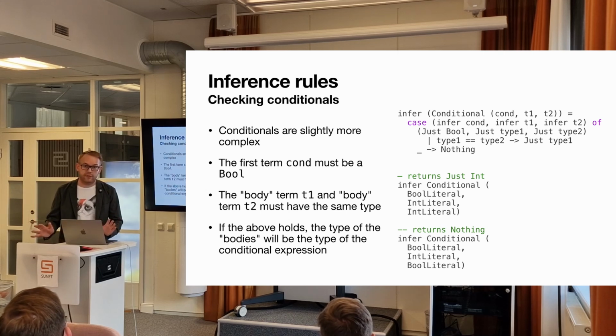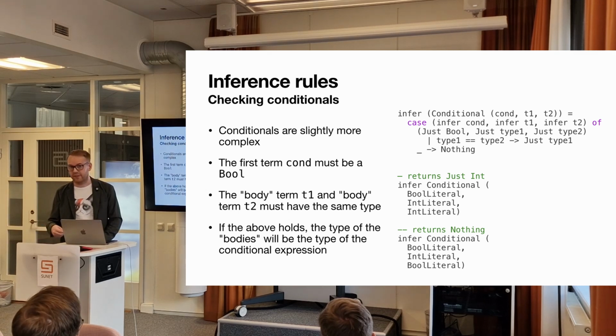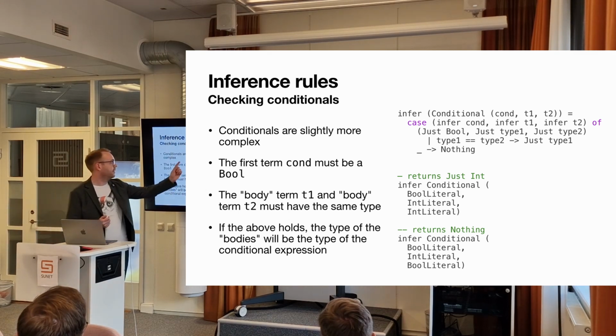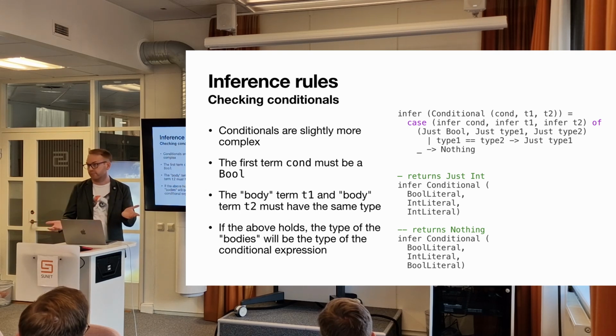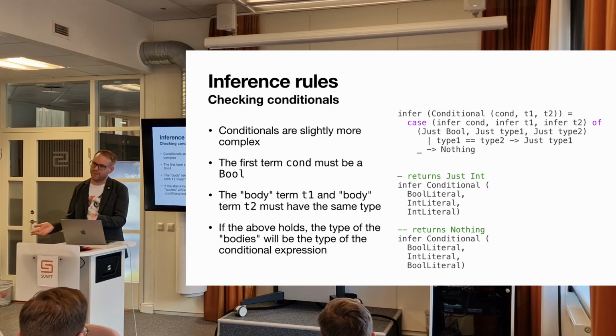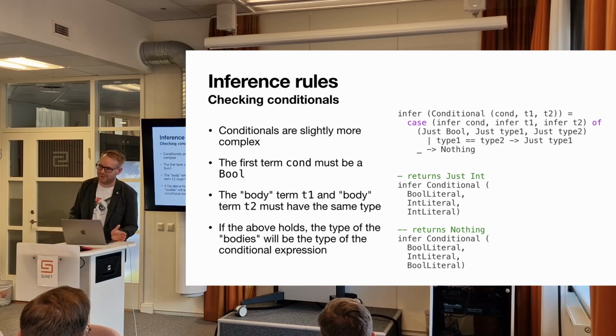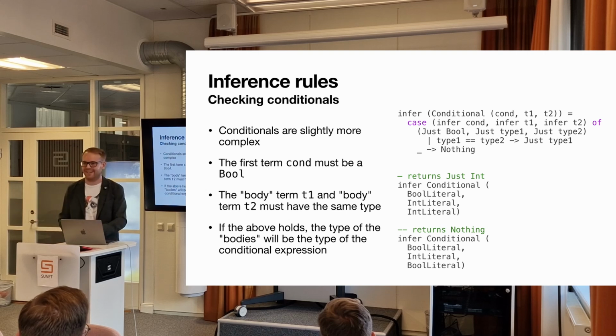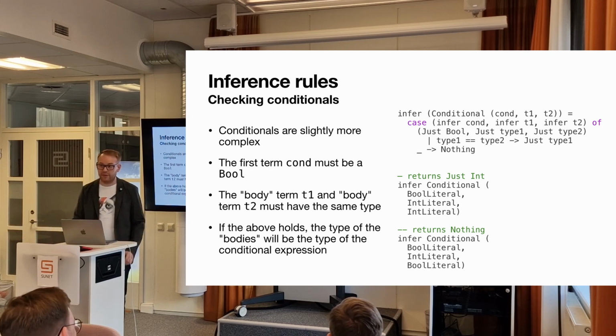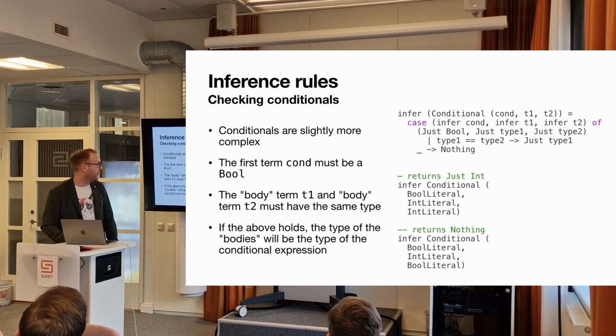So the first term needs to be a Boolean type, and then the second and third terms, the T1 and T2 in the example, also need to be the same type. As you might know, if it's JavaScript or something, you can do anything. But since we want this to be statically typed, both conditional bodies need to have the same type.